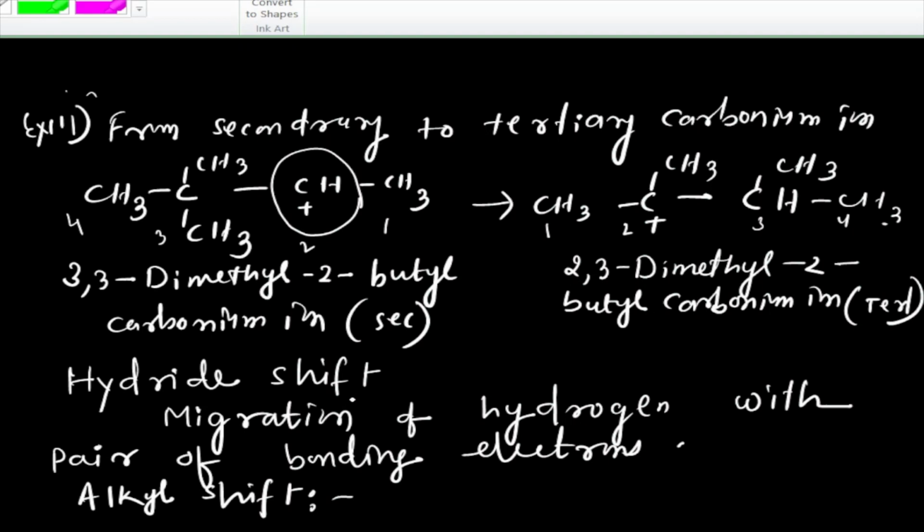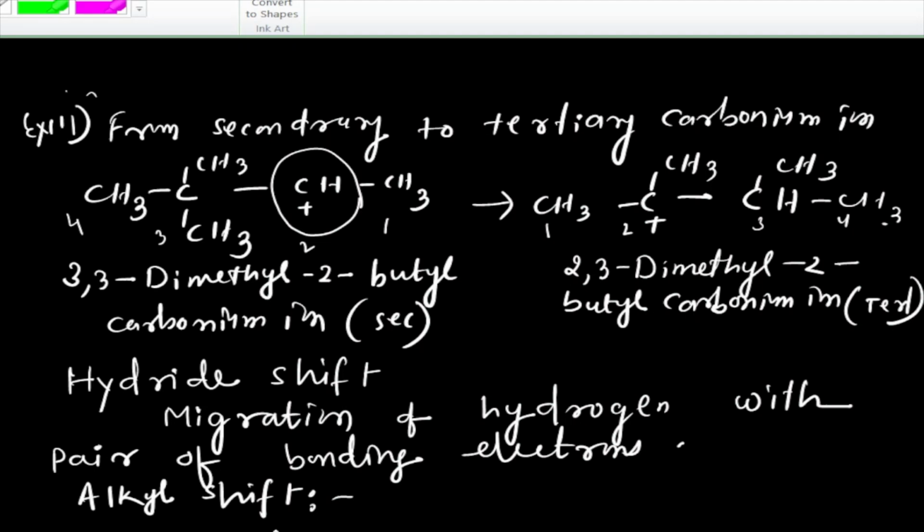Then come to hydride shift. What is meant by hydride shift? During changes from primary to secondary, secondary to tertiary, or primary to tertiary, generally migration of hydrogen with a pair of electrons takes place to another carbon. That means it changes to a higher carbonium ion. Higher means primary changes to secondary, secondary changes to tertiary.